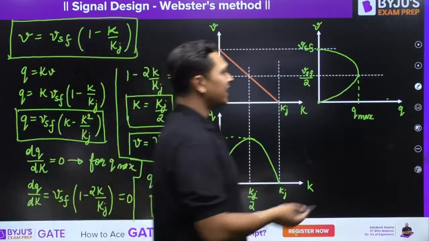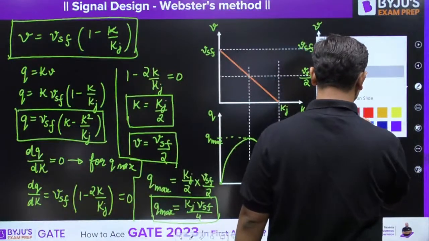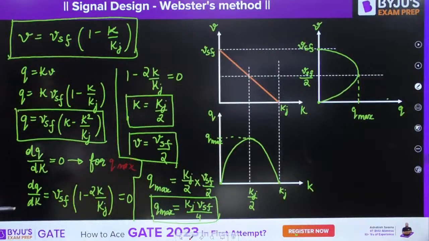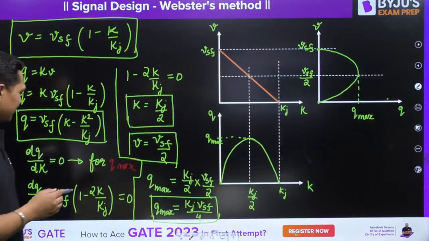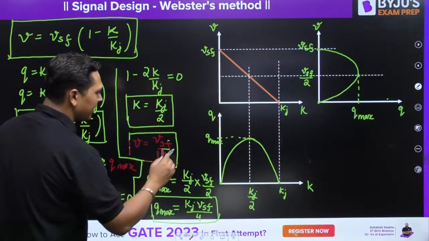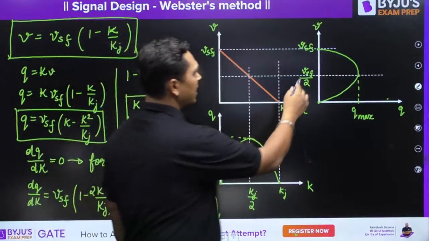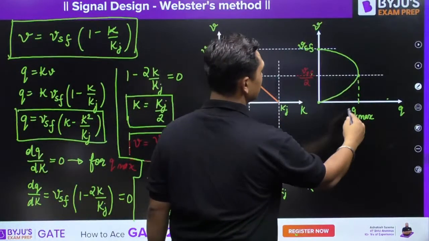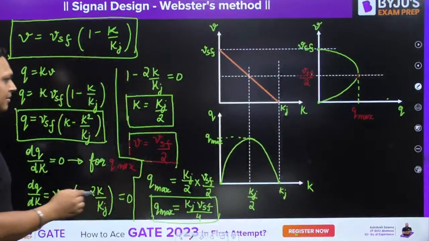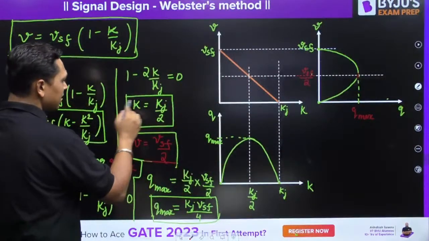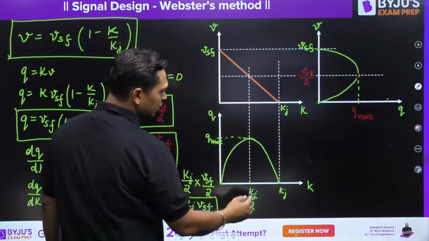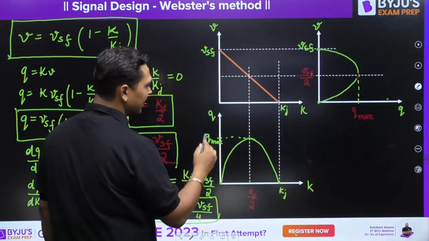What highlighter should I use? Red. Let us take red. For Qmax condition, your velocity should be equal to Vsf by 2. So at Vsf by 2, you are getting Qmax at this particular point. And similarly in this graph over here, your Qmax is obtained when density is equal to Kj by 2. So over here also at Kj by 2, you are getting Qmax.